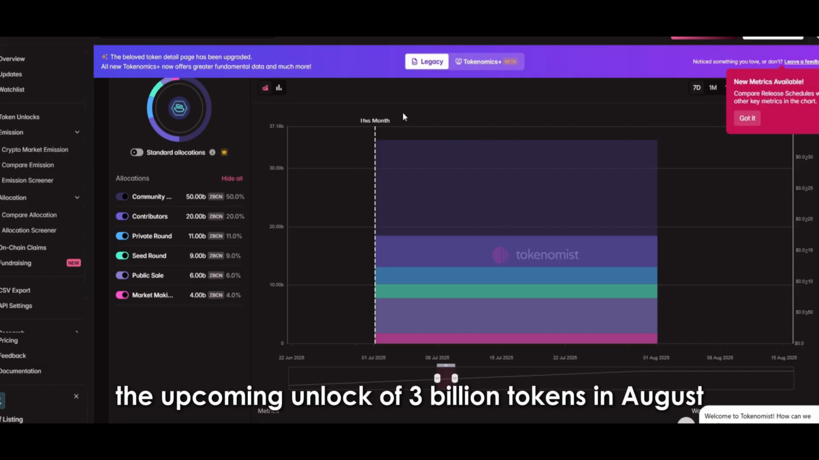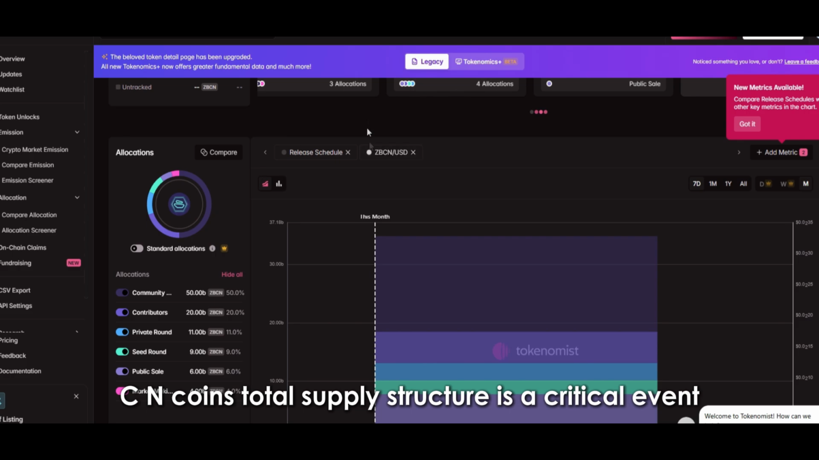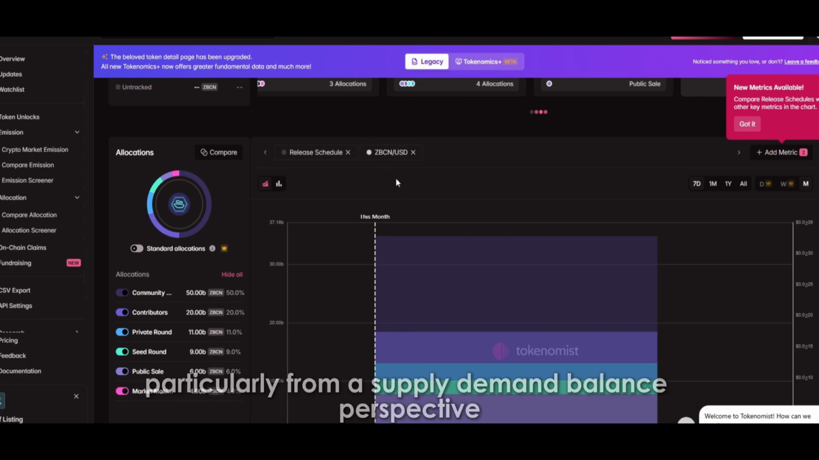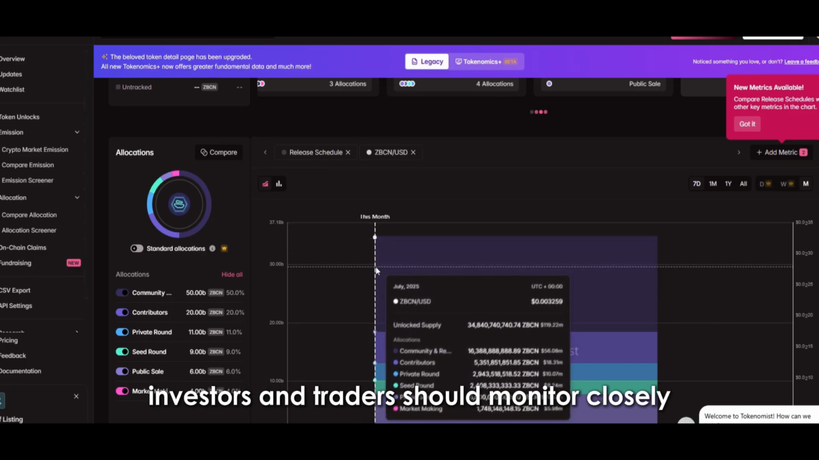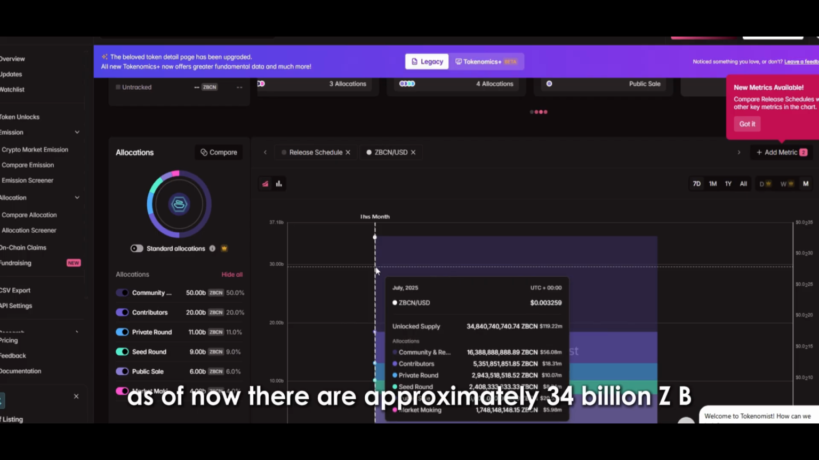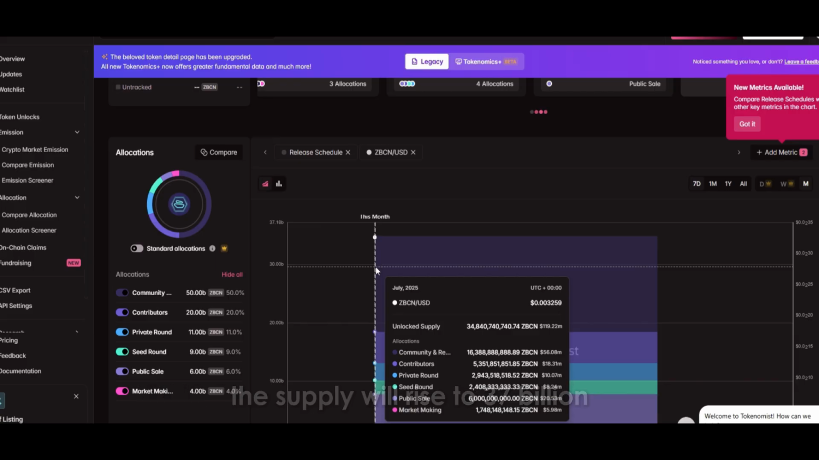The upcoming unlock of 3 billion tokens in August within Zbcn Coin's total supply structure is a critical event, particularly from a supply-demand balance perspective. This development is something investors and traders should monitor closely. As of now, there are approximately 34 billion Zbcn tokens in circulation, and with this unlock, the supply will rise to 37 billion. In other words, the circulating token count will increase by roughly 8.8%.